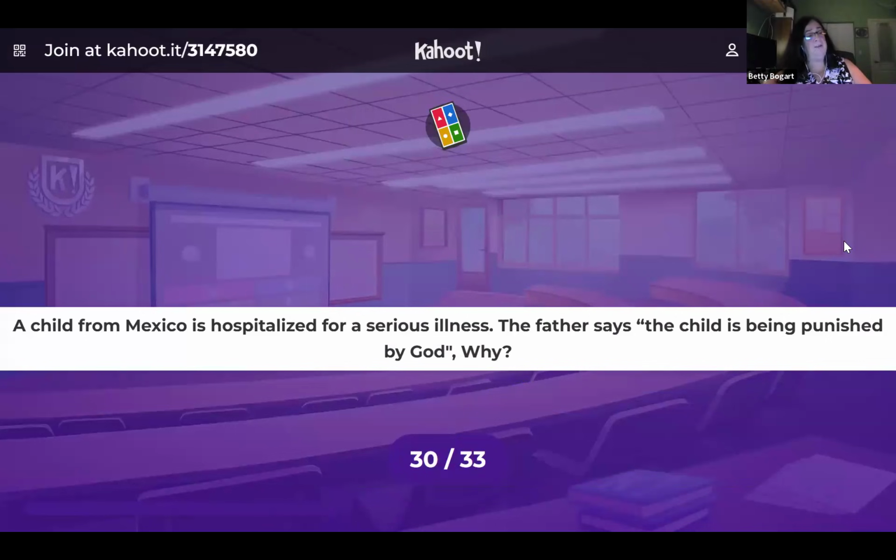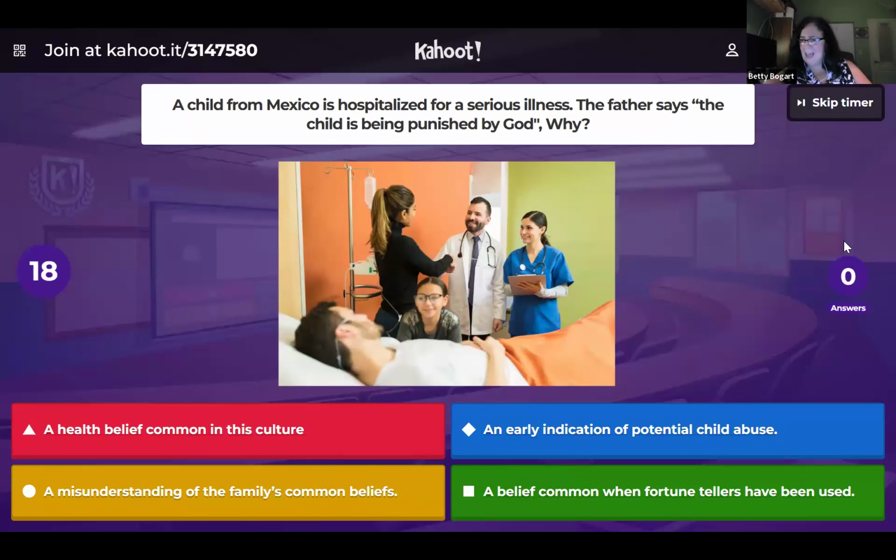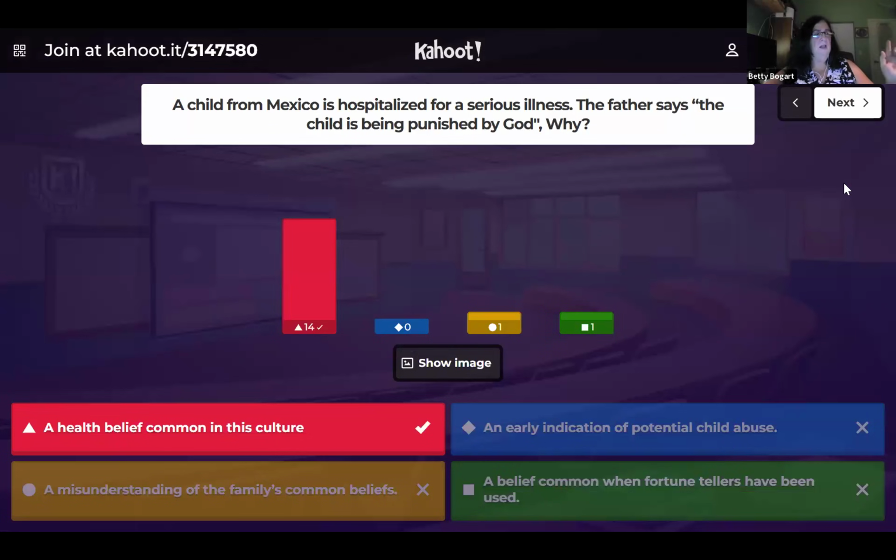A child from Mexico is hospitalized for a serious illness, and the father says the child's being punished by God. Why is he saying that? So again, this is a cultural belief of this gentleman. Maybe it's Mexicans, it could be the group or not, but again, ask him why he says it.